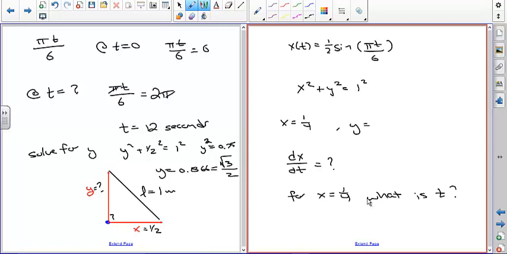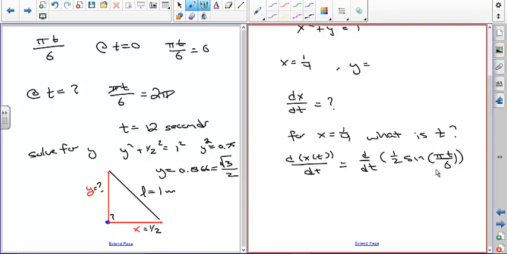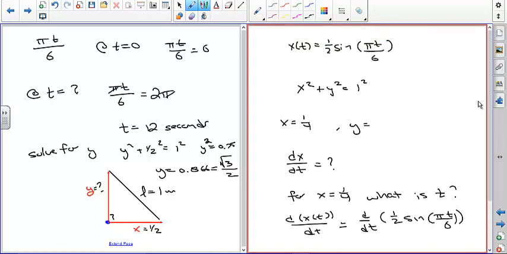You might not think we need that yet, but we do need to know what that is, because when you take the derivative of x with respect to time, you're also going to end up taking the derivative of this thing, 1/2 the sine of pi t over 6, with respect to time. And that's going to be a function of time, not a function of x. So you're going to need to find the relationship between dy/dt and dx/dt. You're going to have to take the derivative of that. You're going to need to plug in 1/4 into here to get y.